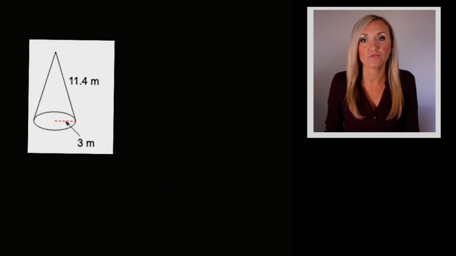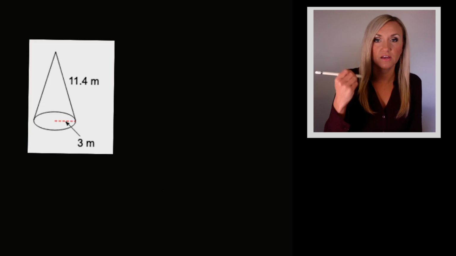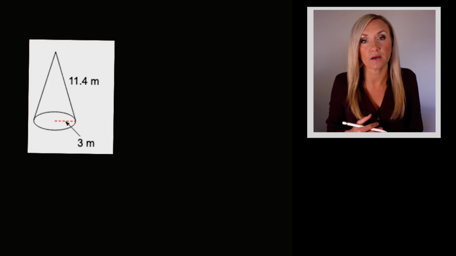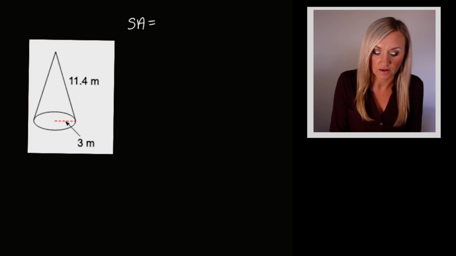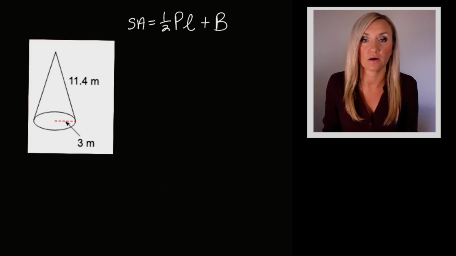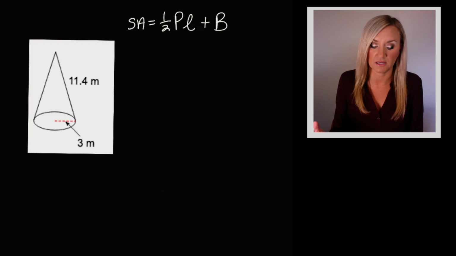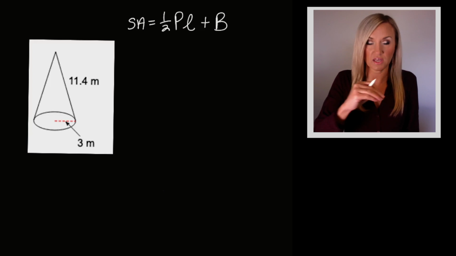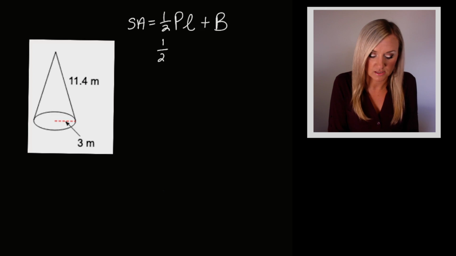All right, today we have three examples to find the surface area of a cone. So hopefully you watched the other video already about surface area of pyramids. It's the same formula. So surface area equals 1/2 of the perimeter of the base times the slant height plus the area of the base. Now, because we have a cone instead of a pyramid, some of the functions within that equation are just going to look a little bit different. So let's do an example.